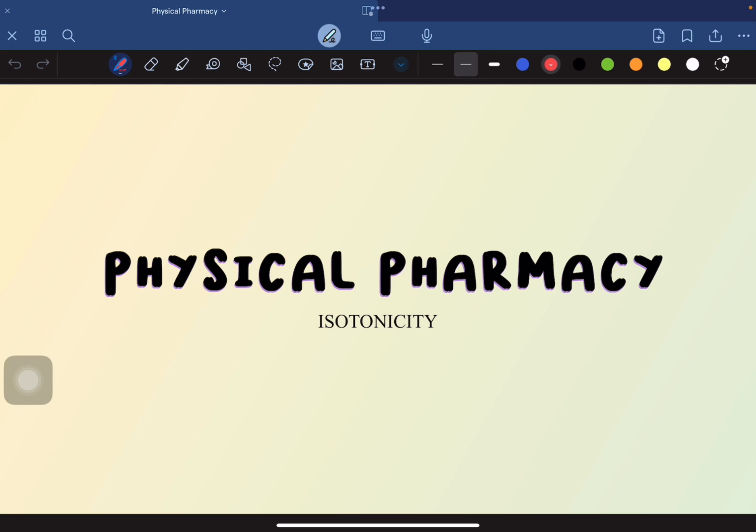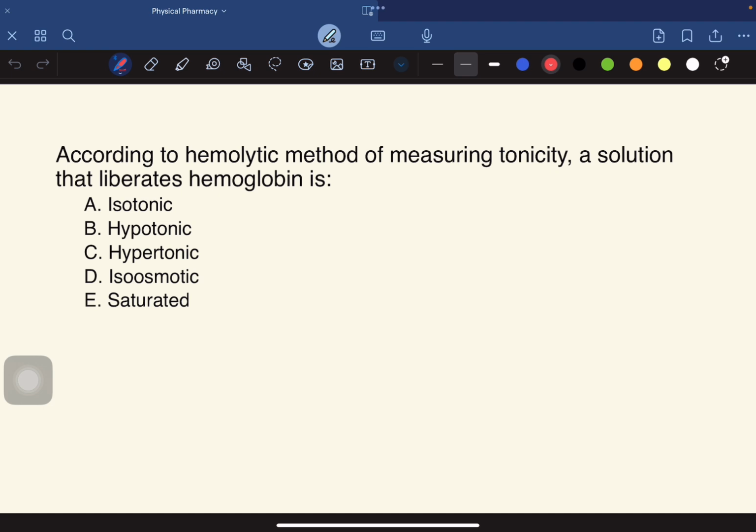This video discusses calculations for isotonicity and the theory behind those methods. So let's start with this question. According to the hemolytic method of measuring tonicity, a solution that liberates hemoglobin is. So the answer to this one is B, hypotonic.